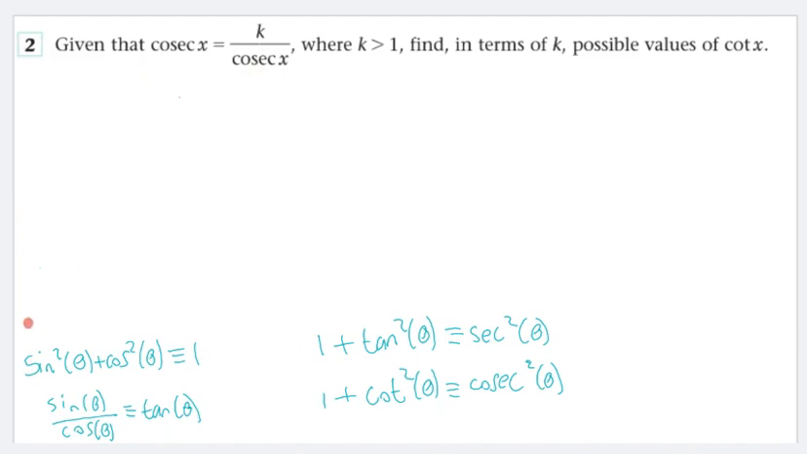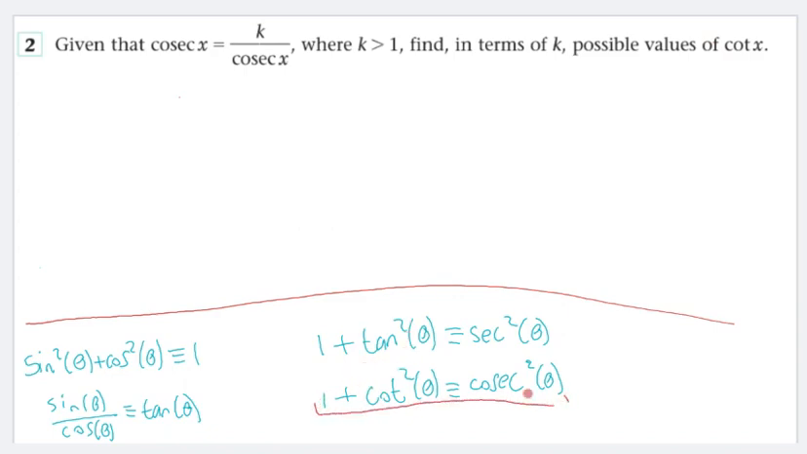Over here, we have cosec x equals k over cosec x, where k is greater than 1. And we want to find in terms of k the possible values of cot x. So where on earth is cot coming from? Well, there is a relationship here that relates cot and cosec. So the question is, how are we going to get a cosec squared?